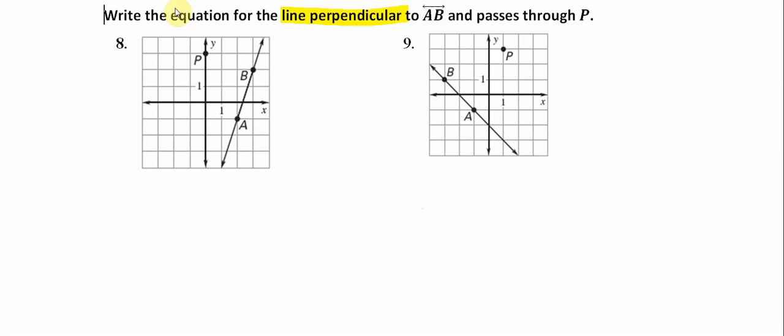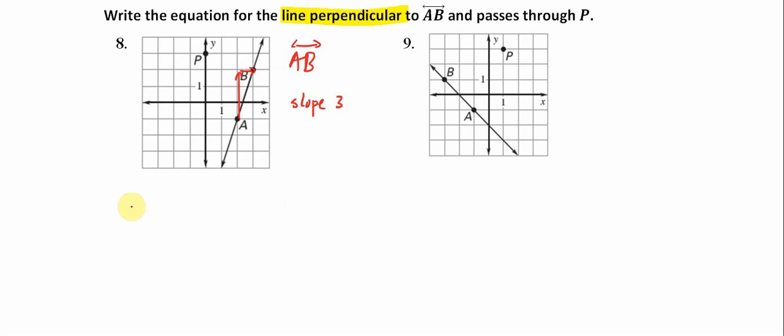All right, so first, as usual, when we write the equation of a line, we need a slope and a point. We're already given a point, and most of our work involves getting a slope. So let's start with the line that we're given, line AB. In this first example, number 8, it has a slope of 3, because we're going up 3 and then over to the right 1. So it has a slope of 3.